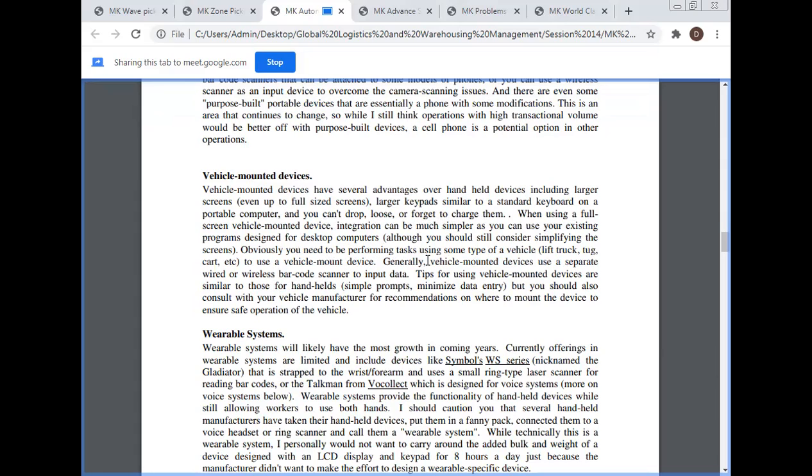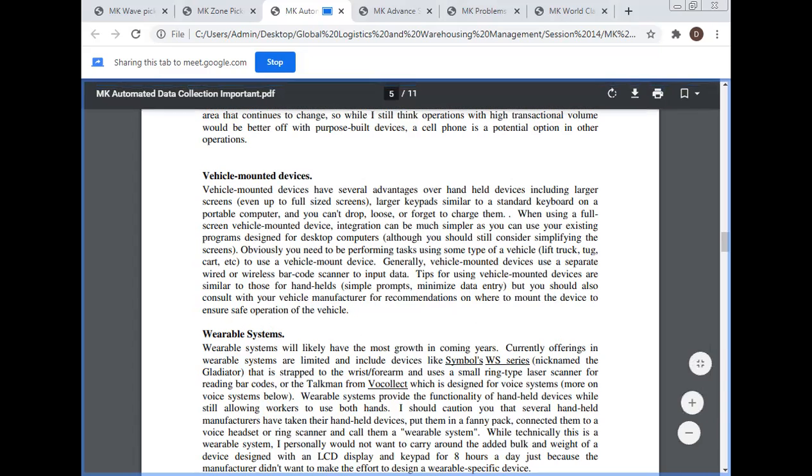Obviously, you need to be performing tasks using some type of vehicle to use a vehicle-mounted device. Generally, vehicle-mounted devices use a separate wired or wireless barcode scanner to input data. Tips for using vehicle-mounted devices are similar to those for the handheld, but you should consult with your vehicle manufacturer for a recommendation on where to mount the device to ensure safe operation of the vehicle.